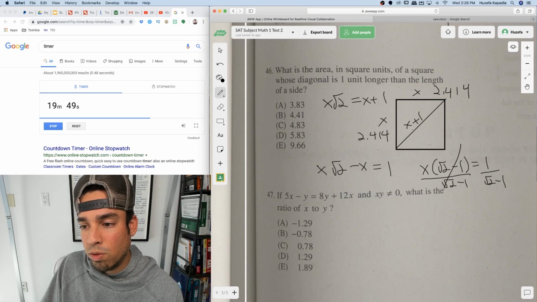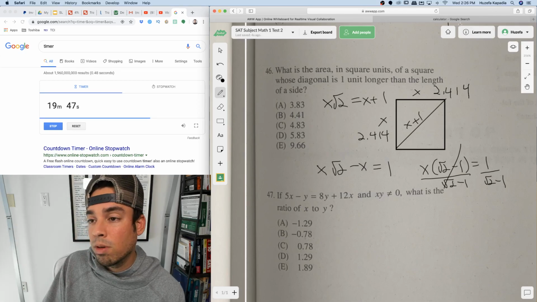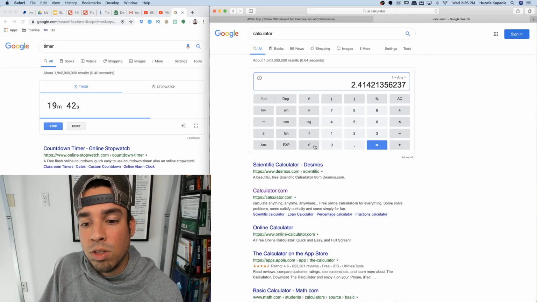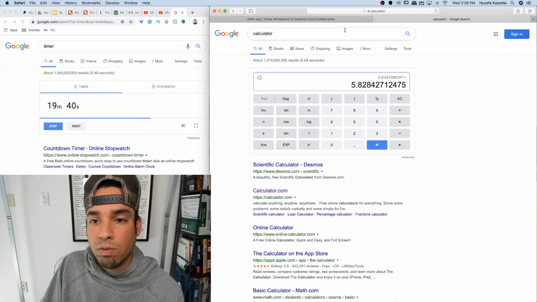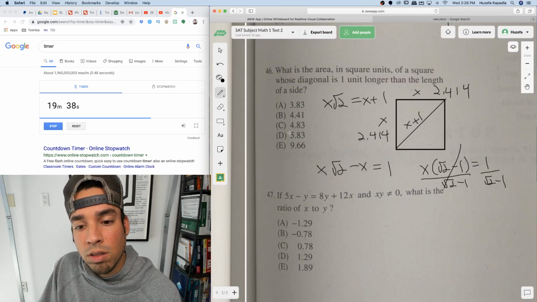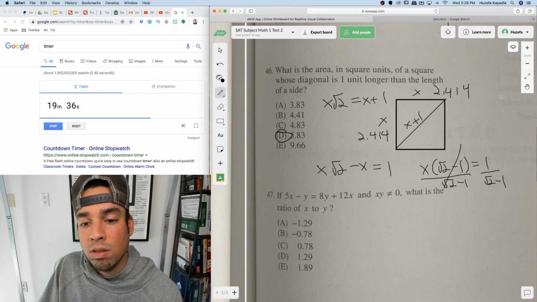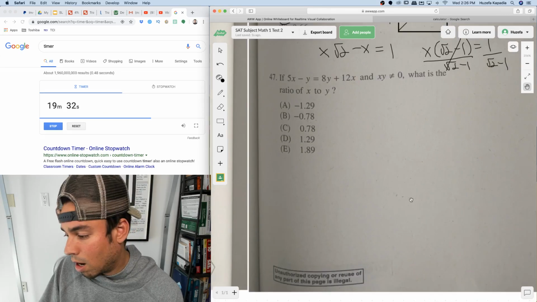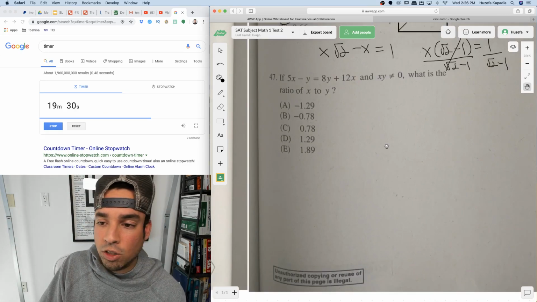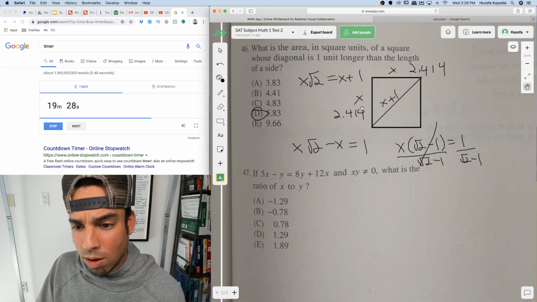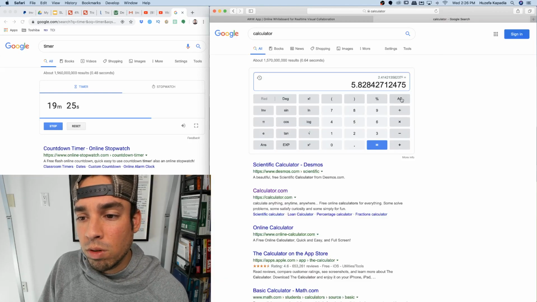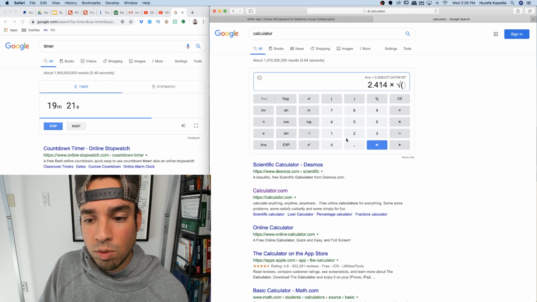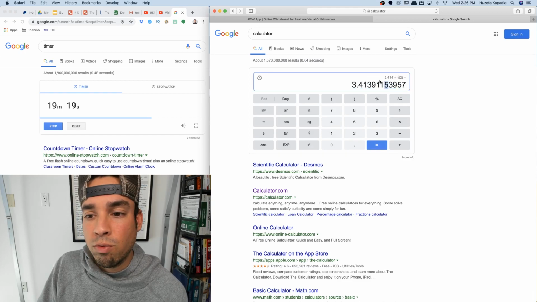I assume that times square root of 2 is 3.414. But it doesn't matter, because now we have the side length and they want the area. So we take this and we square it. 2.414 squared is 5.828. I think that's right. I'm not going to double check it. I would on the real test. I would do it again and make sure all those numbers work out. Actually, let's do it. 2.414 times square root of 2 equals 3.414 about.